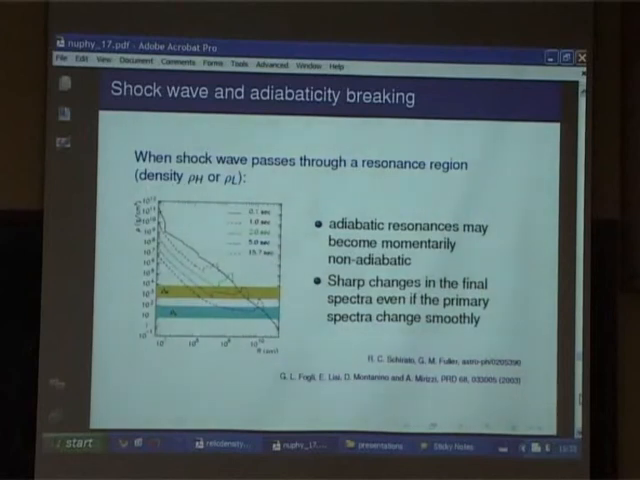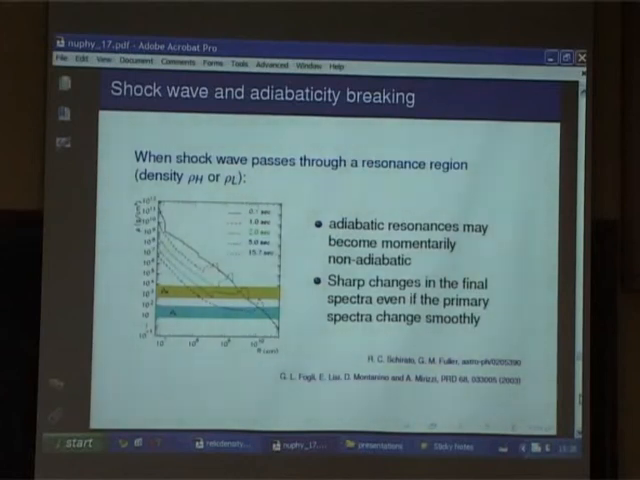Now imagine this scenario. Normally, when there is no shockwave, the matter profile is rather smooth, and conversions are adiabatic. If you suddenly come across a shockwave, it has very sharp density variations. So when the neutrinos hit a shockwave, the resonance becomes non-adiabatic. Then they come out of the shockwave and then they pass.